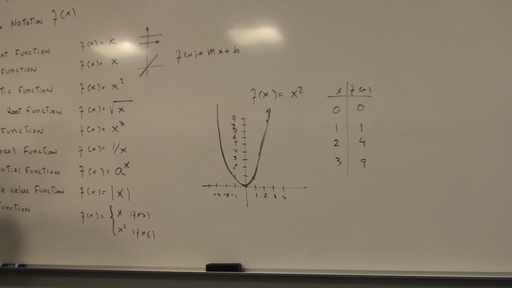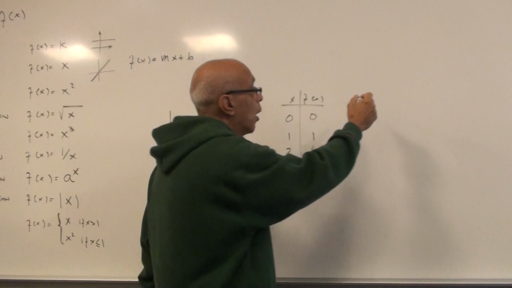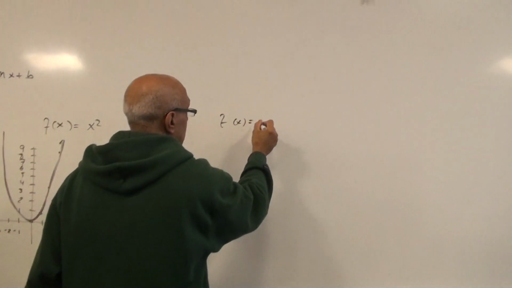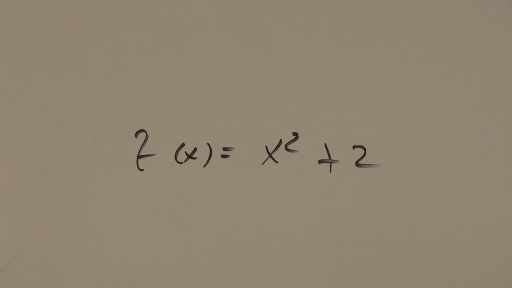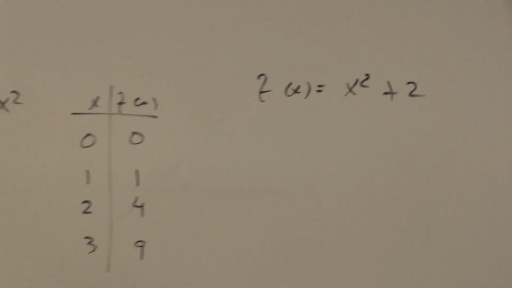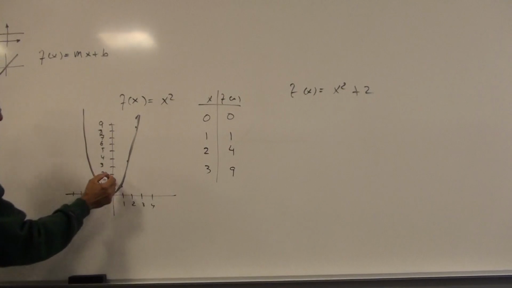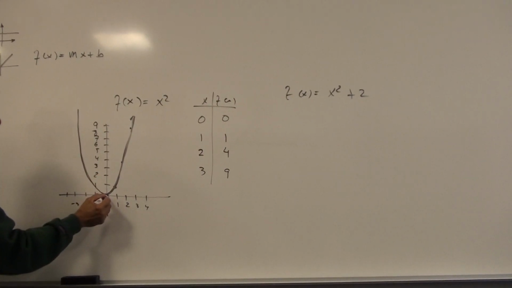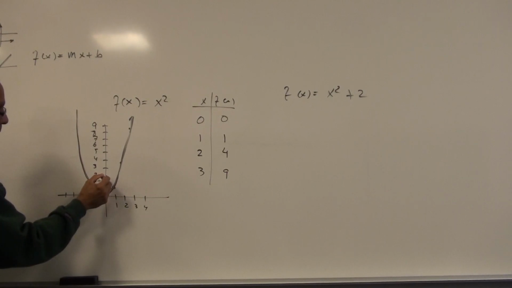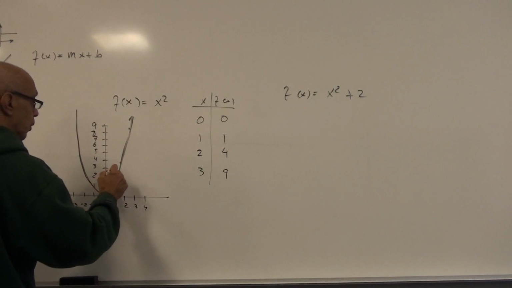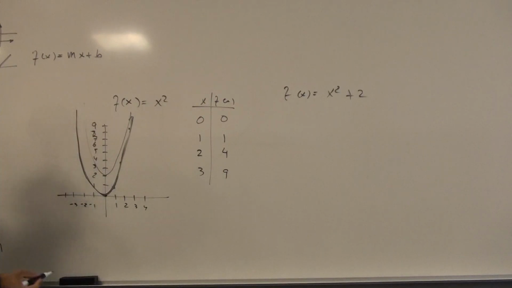Now, let's think about if I had f of x plus 2. If I add 2 now, what's going to happen to this function? Shift upward, right? Very good. So instead of the minimum being here on 0, the minimum now is going to be here at 2, okay? And it's just going to move the same way like this, all right?